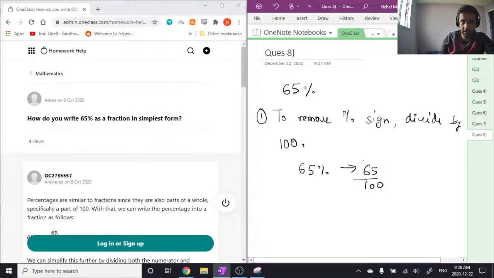So we in theory could leave the answer here, but the question explicitly asks for fraction in simplest form. So we can see if we can simplify this further, and we'll look for any common factors. So 2, even though it's a factor of the denominator, it's not a factor of the numerator. 3 is not a factor of either. 4 is not a factor of 65. 5, however, is a factor of both. So this becomes 20, and this becomes 13. And these no longer have any common factors, so we can say that 65% is nothing but 13 over 20.